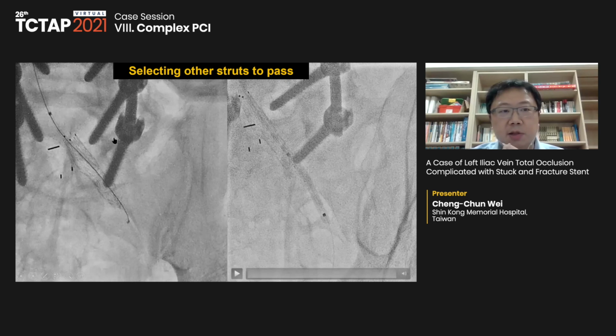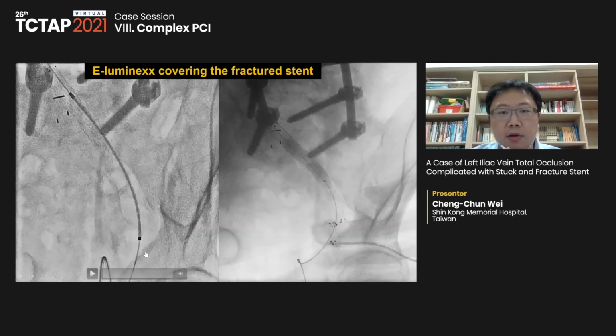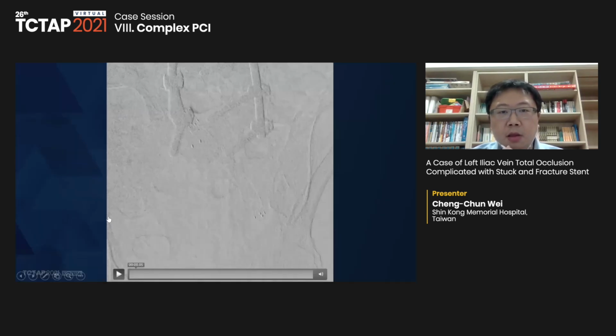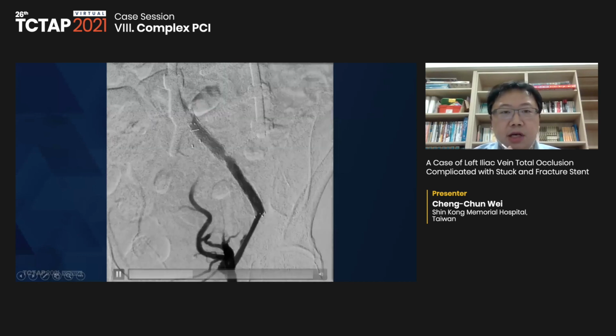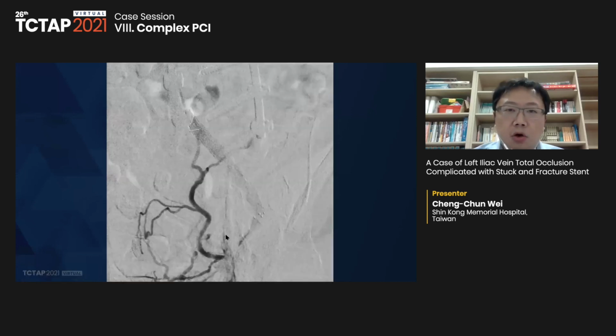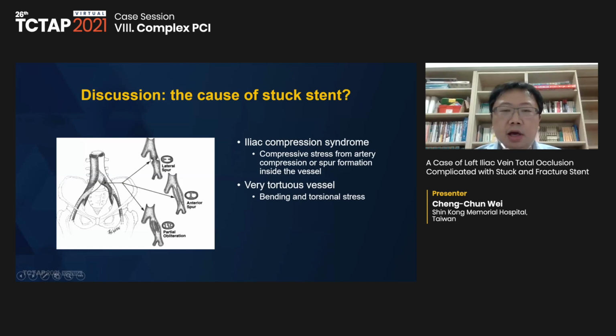Then I covered the old stent with another self-expandable stent, like this one. This is the final venography. The venous hypertension was relieved well, and the patient's symptoms recovered soon after the procedure. So, discussion: what's the cause of the stuck stent? I think there might be two possible reasons. The first is iliac compression syndrome.